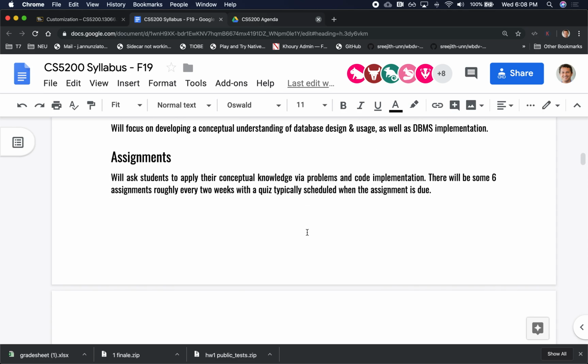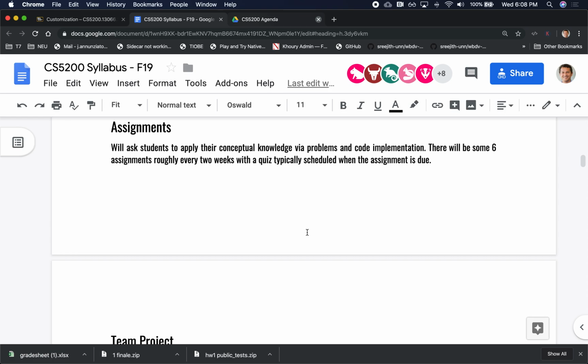There'll be about six assignments, so every 2 weeks. The first assignment is going to go out today, and you can expect every assignment to come out every 2 weeks and be due. So for instance, today is Wednesday. The first assignment will be due 2 weeks from now on Wednesday, at midnight.